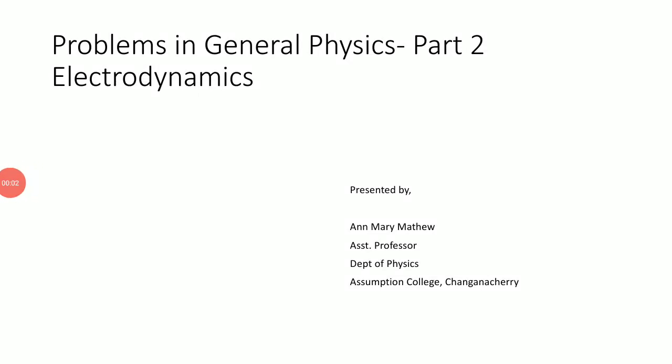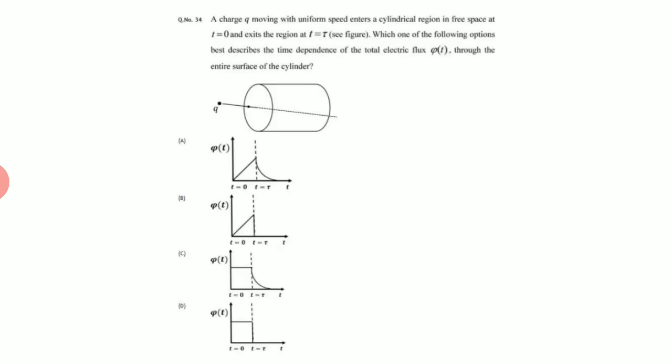Hello friends, in today's session we will be solving 3 problems from Electrodynamics from the Physics 2020 examination. First question: a charge q moving with uniform speed enters a cylindrical region in free space at t equal to 0 and exits the region at t equal to τ.